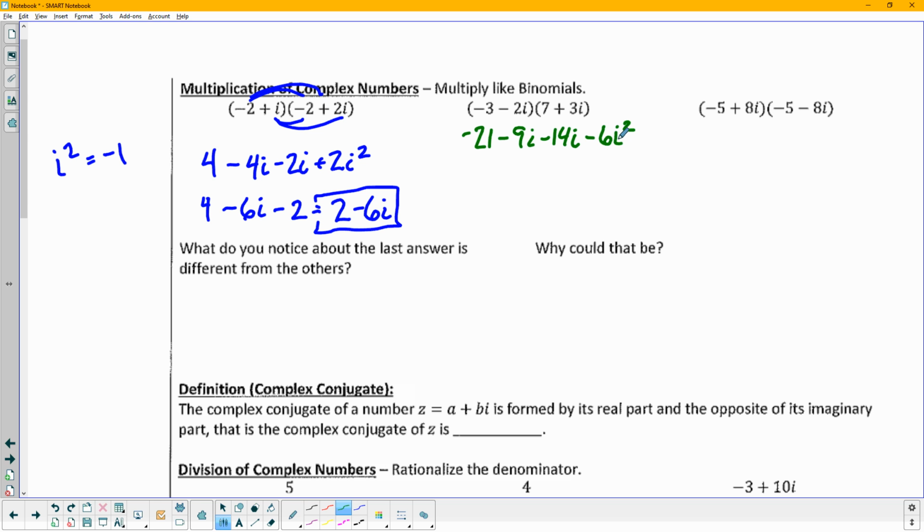Again, i squared equals negative 1, so we multiply negative 6 by negative 1, and we end up with a positive 6 here. So you could almost think about it like that's actually positive 6, and kind of cut down the amount of writing. I'm going to combine that positive 6 and negative 21 to give me negative 15. And my i's will combine to be a negative 13.